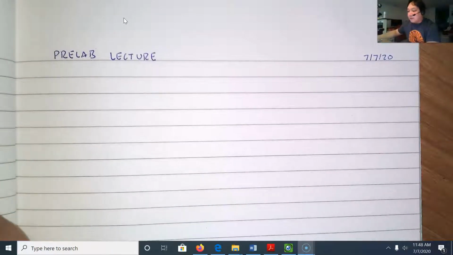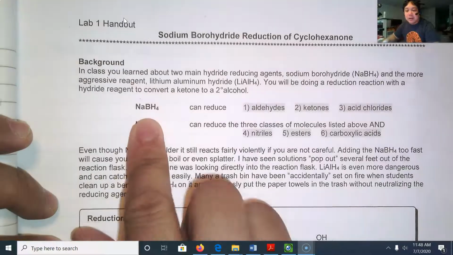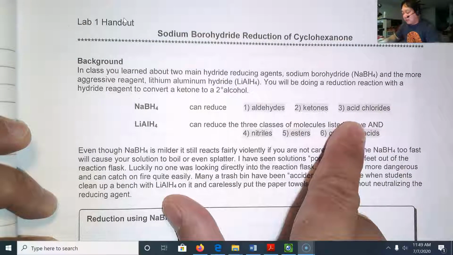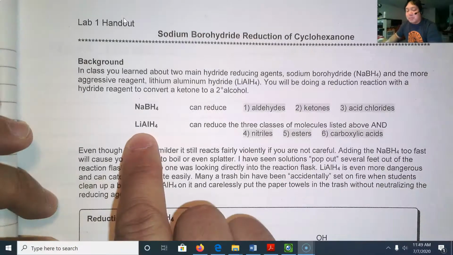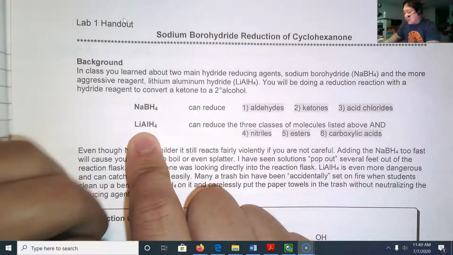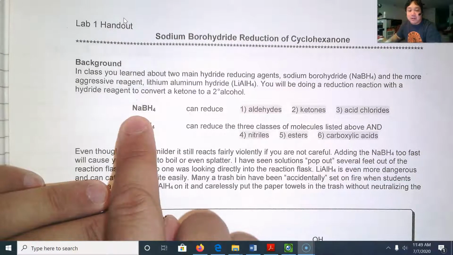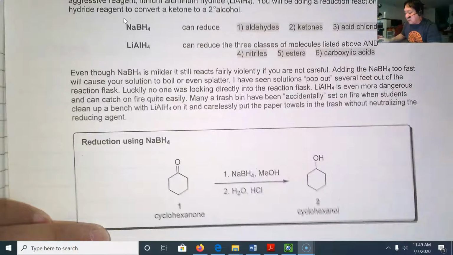All right. Hopefully you've read, or you should have read, the handout. It's only one page, and it talks about how sodium borohydride can reduce these three types of functional groups, or these three types of classes of molecules. Lithium aluminum hydride is a little bit stronger, and it can reduce these three as well, whereas sodium borohydride cannot. Your reaction is shown in the box, okay?